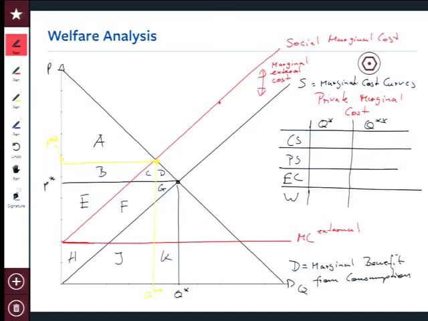So consumer surplus under P star Q star, it's the difference between demand and price over the range of consumption, so it's A, B, C, and D. Producer surplus is the area between price and private marginal costs, right, over the range of production, so it's E, F, G, H.